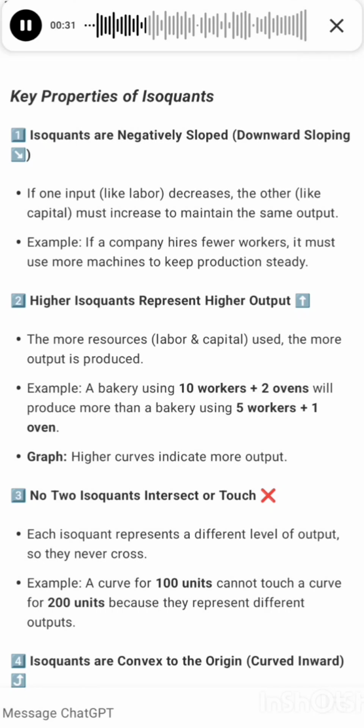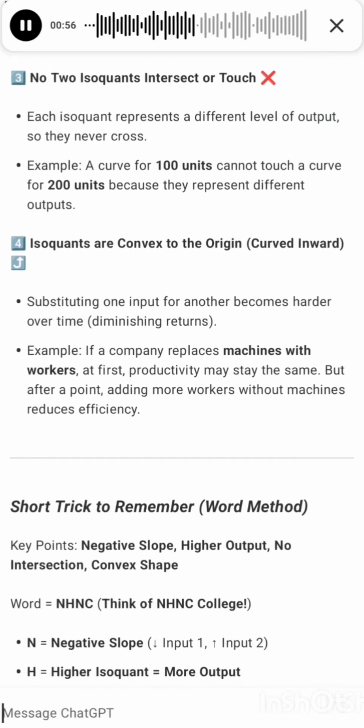2. Higher isoquants represent higher output. The more resources, labor, and capital used, the more output is produced. Example: a bakery using 10 workers plus 2 ovens will produce more than a bakery using 5 workers, 1 oven. Graph: higher curves indicate more output. 3. No 2 isoquants intersect or touch. Each isoquant represents a different level of output, so they never cross.